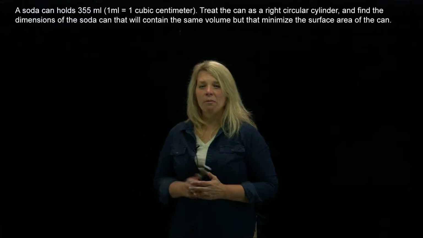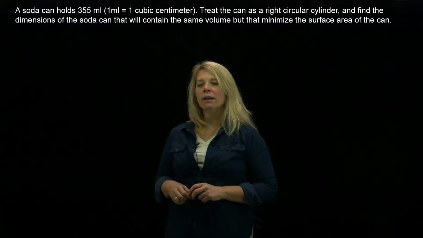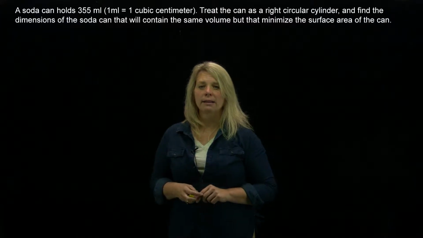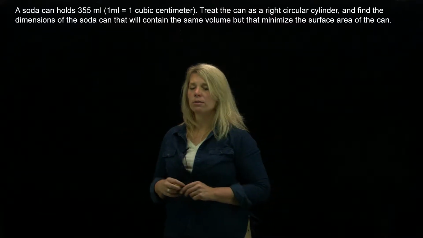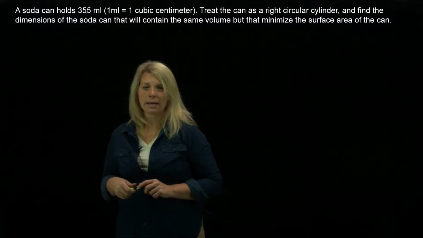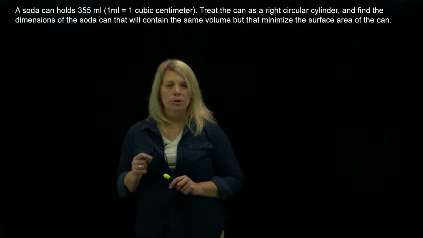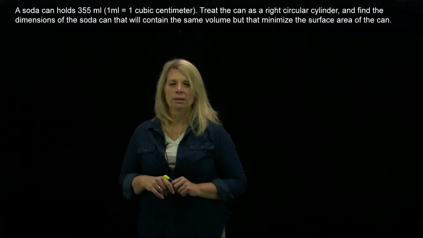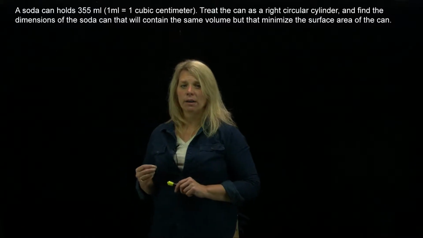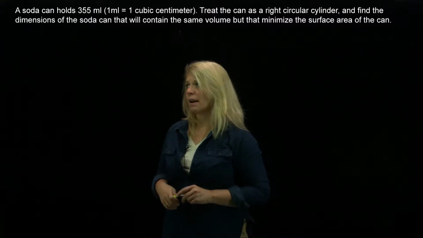Okay, we're going to look at one more optimization problem here. So this one's about a soda can. A usual soda can holds 355 milliliters. 1 milliliter is 1 cubic centimeter. We want to treat the can as a perfect right circular cylinder, find the dimensions of the can that will contain the same volume, and minimize the surface area of the can.